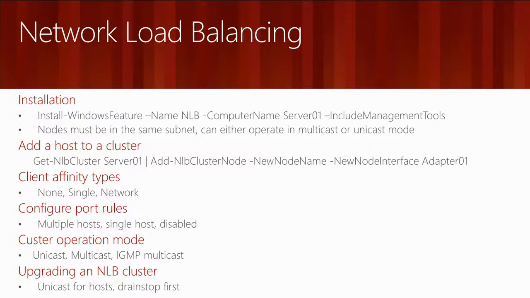All right, so let's talk client affinity types. So we have 3 different types, right? One is we don't have any client affinity. So if you're coming to an NLB cluster, no affinity, you can go wherever you want. The key point about that is that there's no session state information.